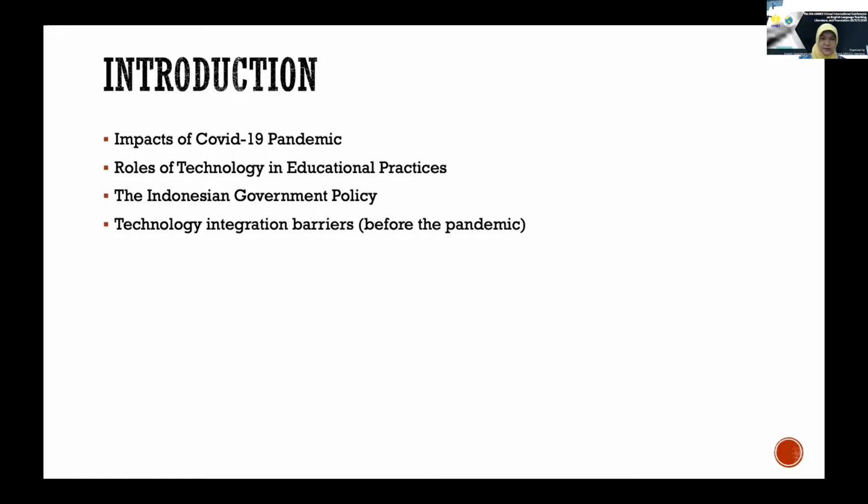In the Indonesian context, the Ministry of Education and Culture has enacted a policy regulation that explicitly stated that teaching and learning activities are carried out from home through an online learning system or full online learning system. And this full online learning system needs adjustment from all parties, including the institution, teachers, students, and also parents.